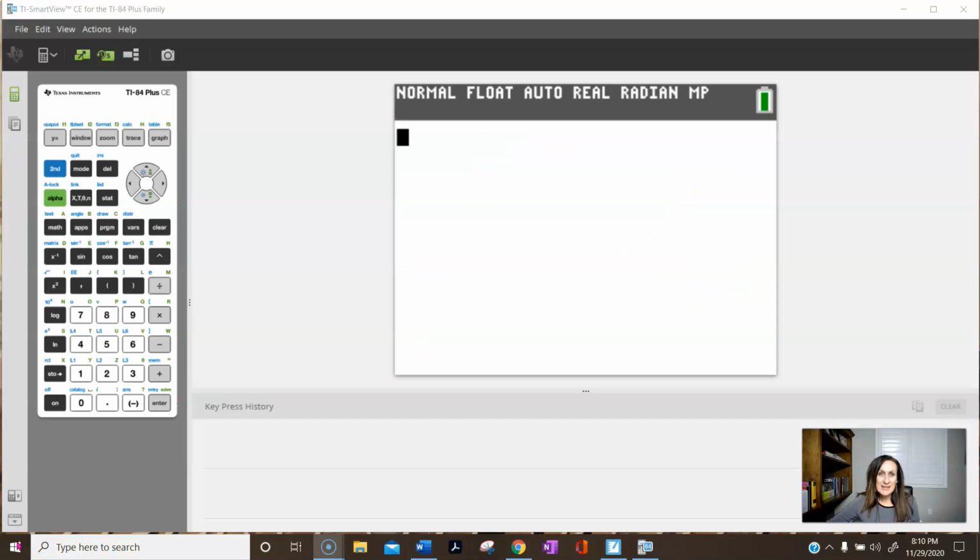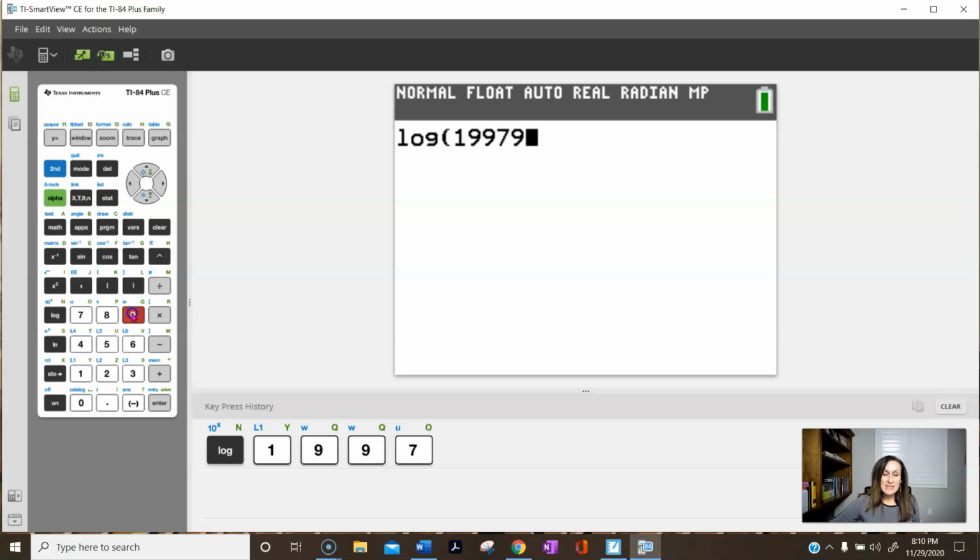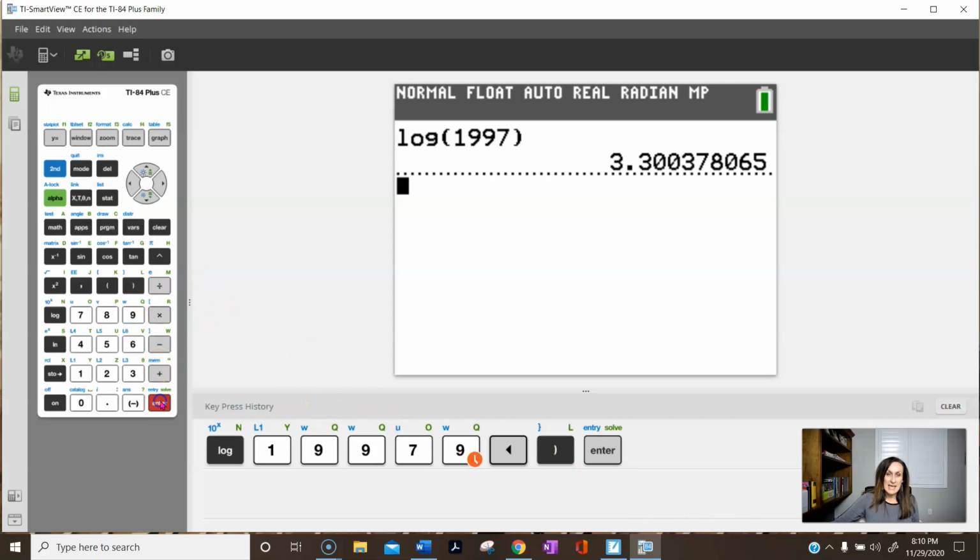On your calculator, the log key is to the left of 7. So you would type in log. When you use this logarithm to the left of 7, the base is base 10. Then you would type in 1997, with a parenthesis. The answer is going to be the exponent. So you're saying 10 to what power is 1997. When I hit enter, I get this value right here.